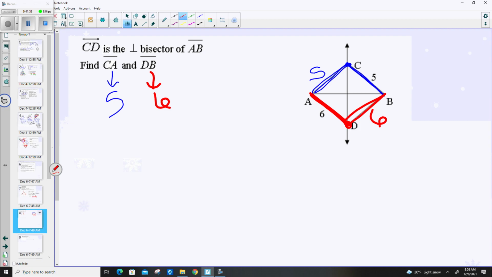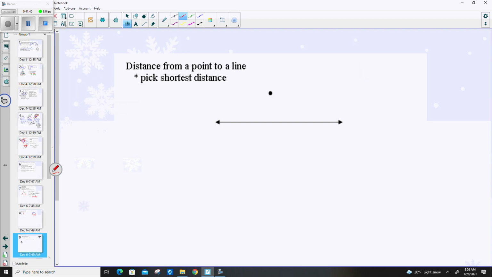Okay. So at the bottom of the page, it says distance from a point to a line, and we want to pick the shortest distance. On your paper right now, draw the shortest segment going from that point right here to that line. Draw the shortest possible distance on your paper. Some of you need to stop and think. Shortest possible distance. Now turn and look at somebody else's paper.